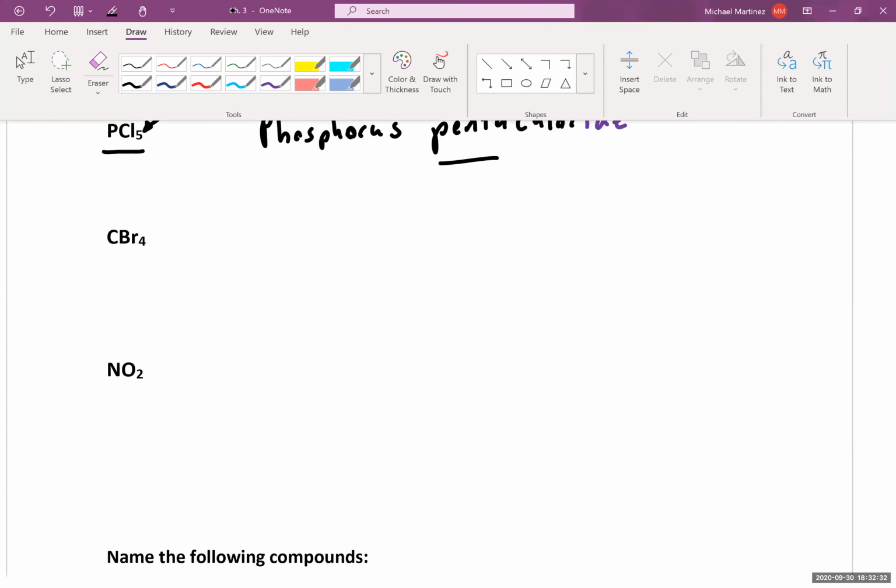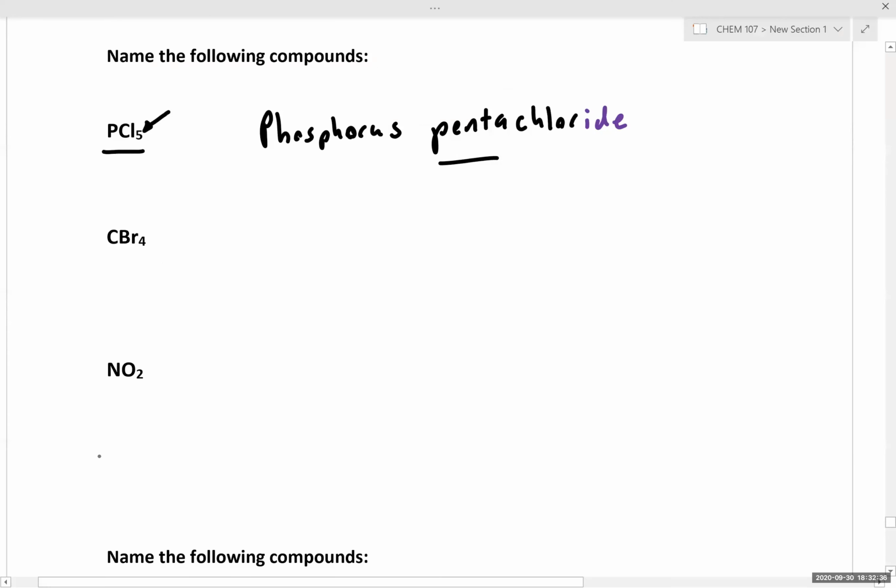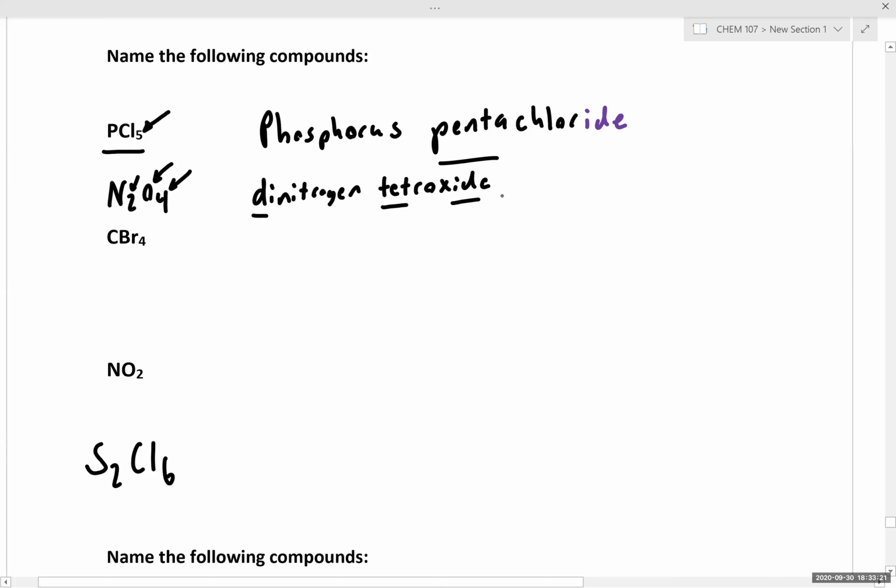So let's try to work on these examples. And as a bonus, let's try to name S2Cl6. Before I let you loose on these examples, I'd like to show you an example where we have both of our elements with more than one atom. So let's look at N2O4. We write a prefix for our first element since there are two of them, so dinitrogen. We have 4 oxygens, so we have tetra. And then oxygen turns into oxide. So N2O4 would be dinitrogen tetroxide.